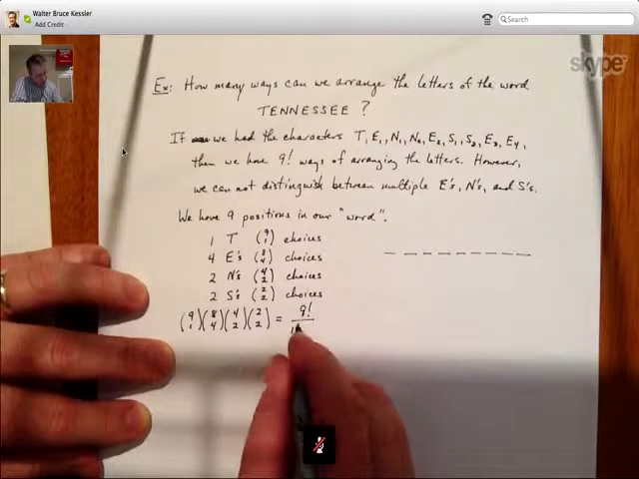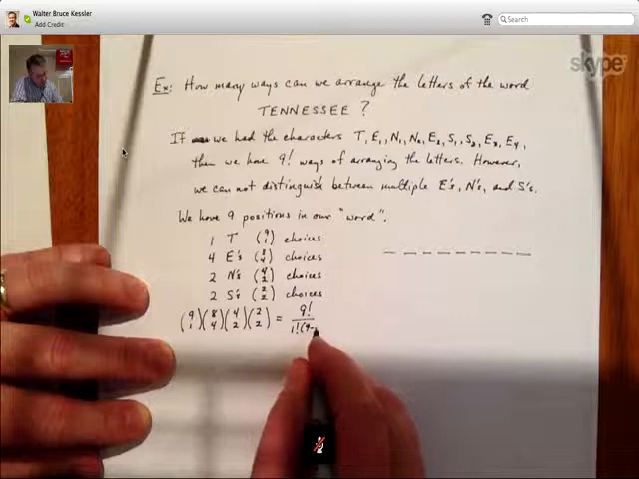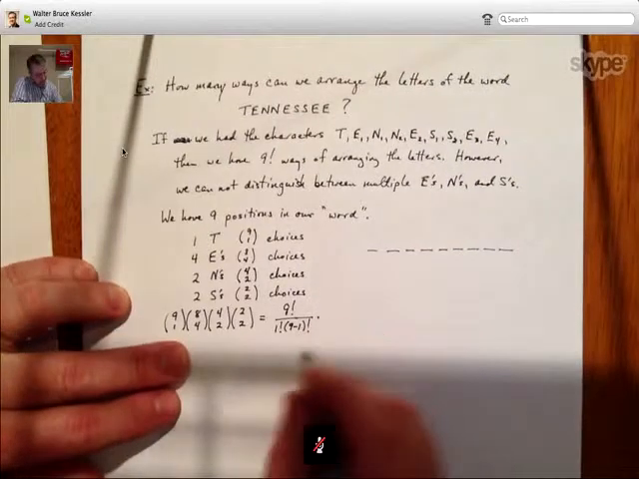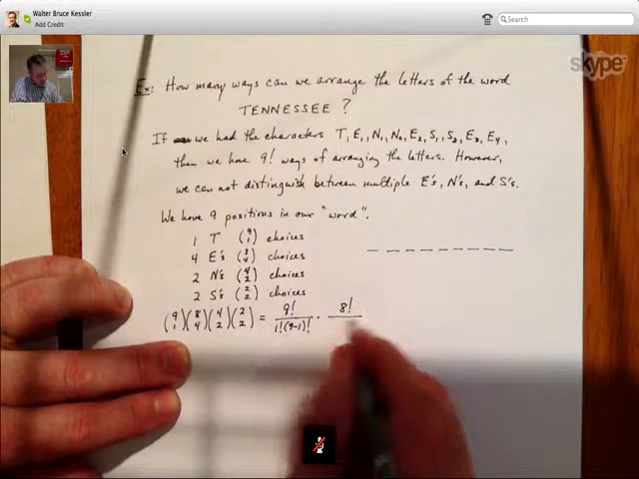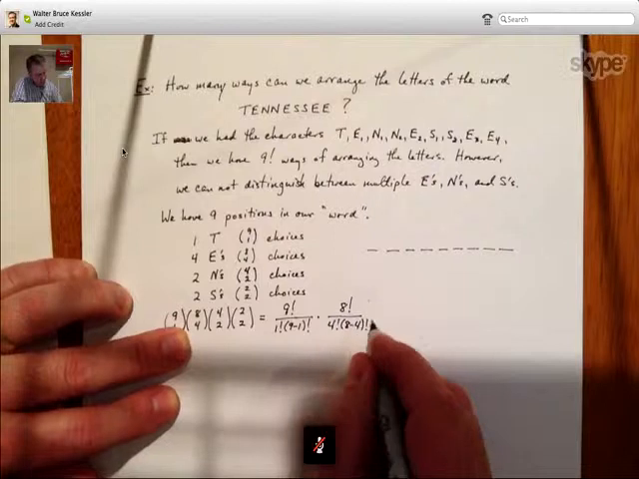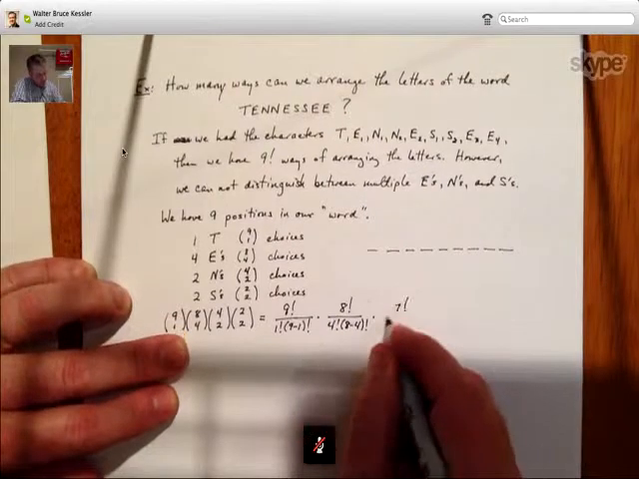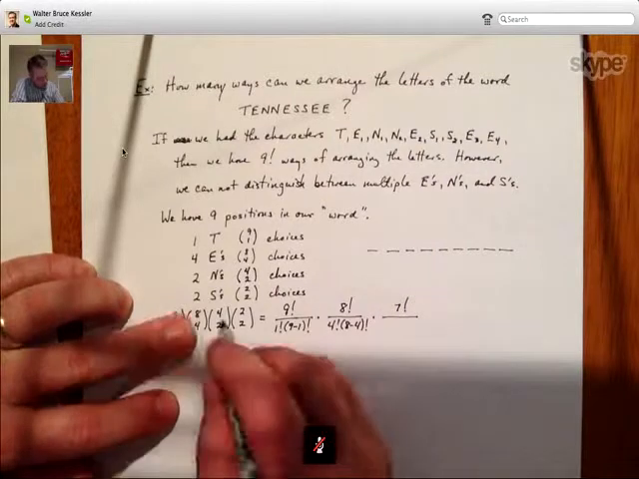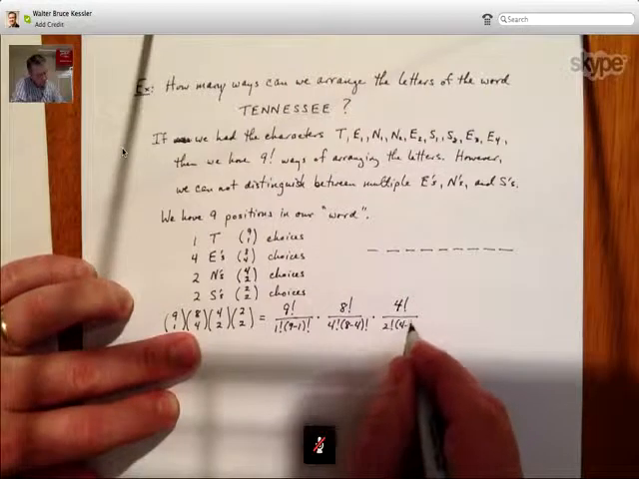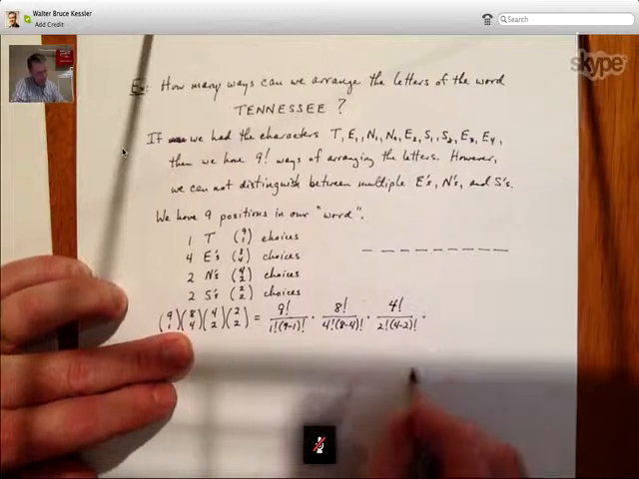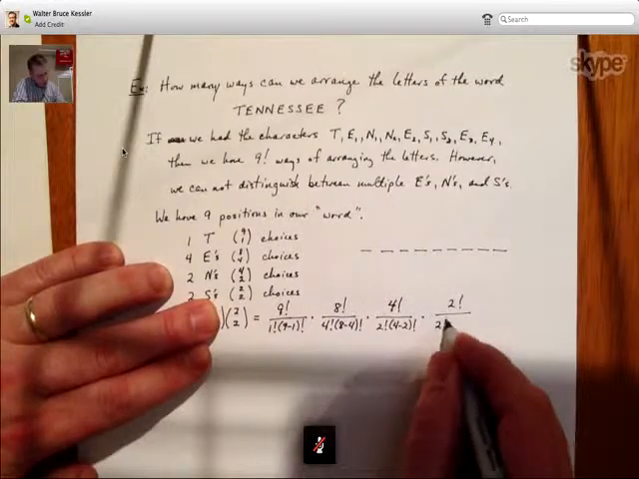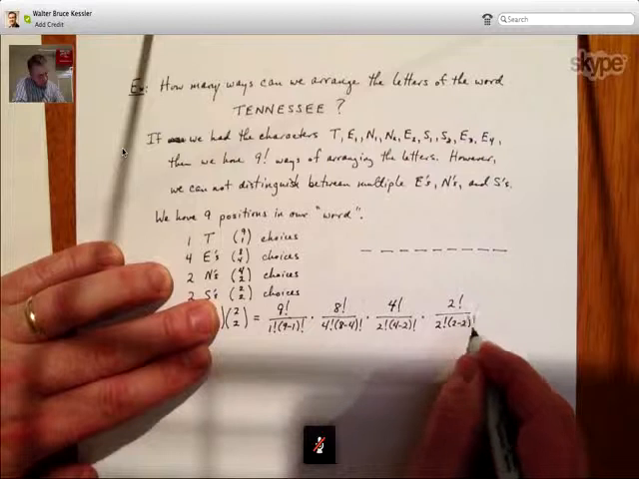So this is 9 factorial over 1 factorial and then 9 minus 1 factorial, times 8 factorial over 4 factorial and then 8 minus 4 factorial, times 4 factorial over 2 factorial and then 4 minus 2 factorial, times, and then the last one here, 2 factorial over 2 factorial and then 2 minus 2 factorial.